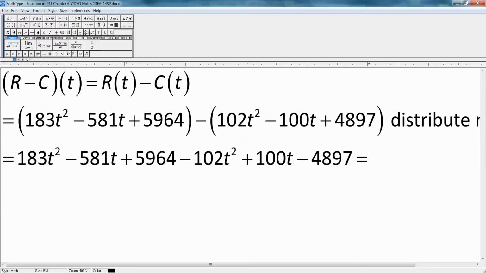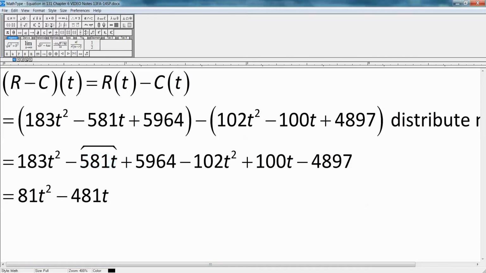All right, so now we're going to have to combine some like terms here. We take 183 t squared and take away 102 t squared. That would be 81 t squared. Then we have minus 581 plus 100. These are numbers that are easy, I can do this in my head. So minus 581 plus 100 is minus 481 t. So those ones go together. Maybe I'll underline them so you can see them.